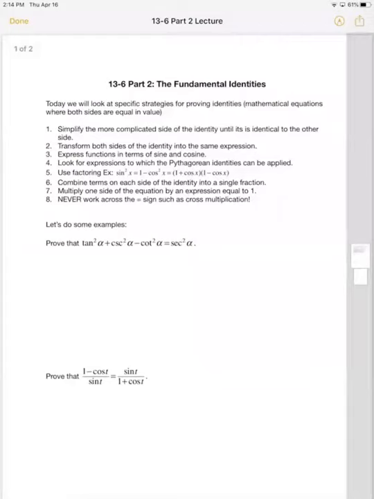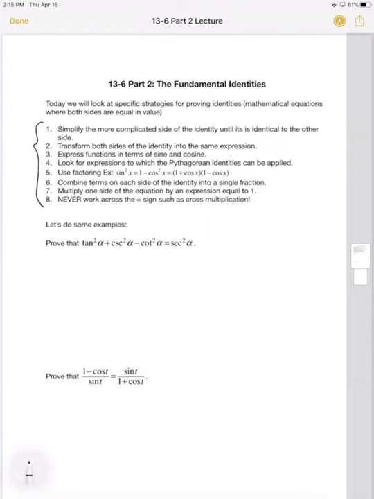Okay, so today we're going to look at specific strategies for proving identities. And what is an identity? It's a mathematical equation where both sides have been determined to be equal in value. And so we're just going to prove that they are equal in value. And we have over here 8 different rules, or ideas and strategies, to use in this lesson today to prove that certain fundamental identities are true.